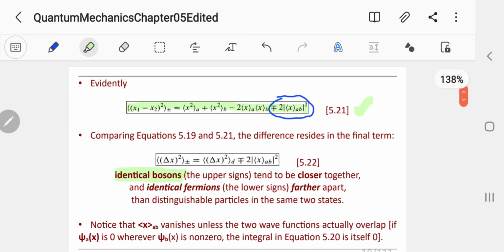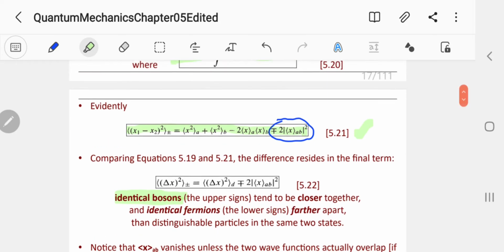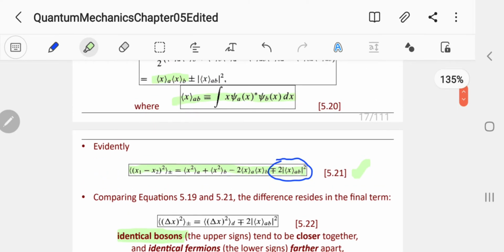Note that the expectation value of xab vanishes unless the two wave functions actually overlap. If psi a(x) is 0 whenever psi b(x) is non-zero, then 5.20 would be 0.